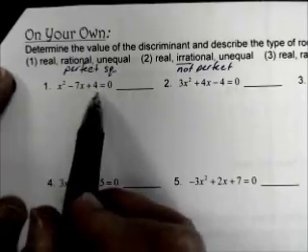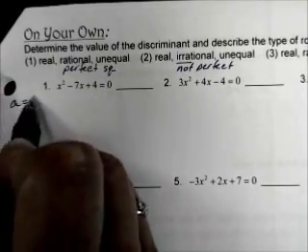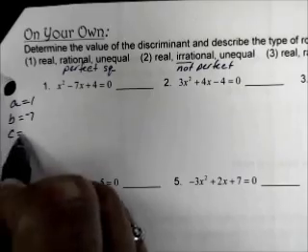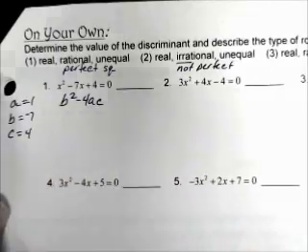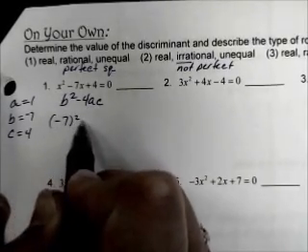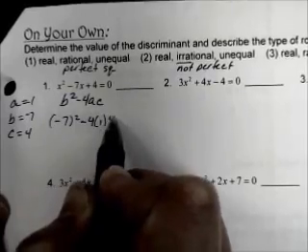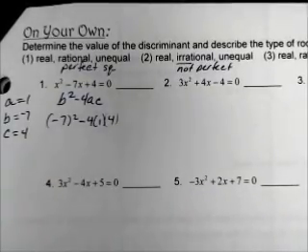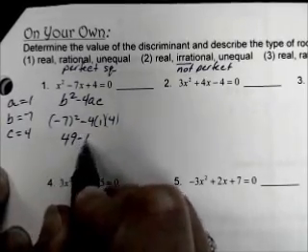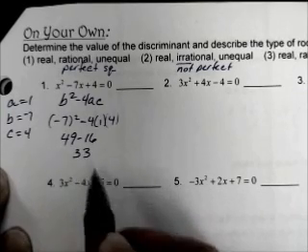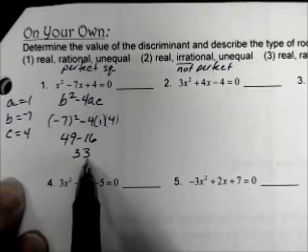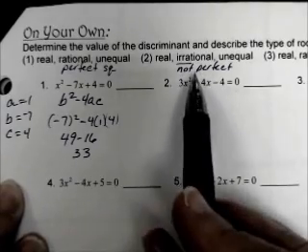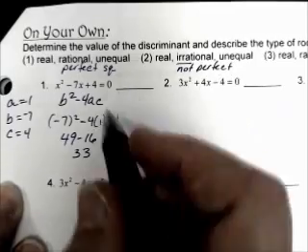Number 1, in standard form already. A is 1, B is -7, C is 4. Plugging into b squared minus 4ac, that's -7 squared minus 4 times 1 times 4. 49 subtract 16 is 33. So our discriminant value is 33. 33 is not a perfect square, so our roots would be real, irrational, and unequal. That would be choice 2.